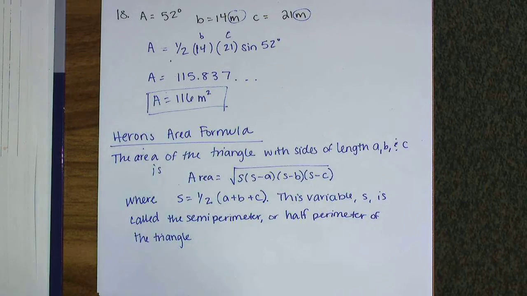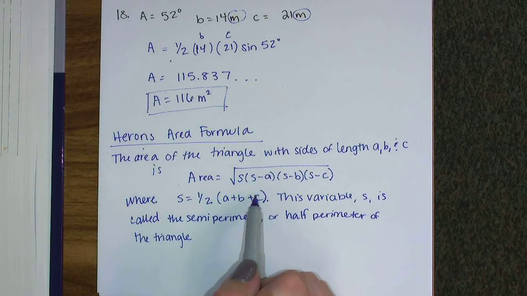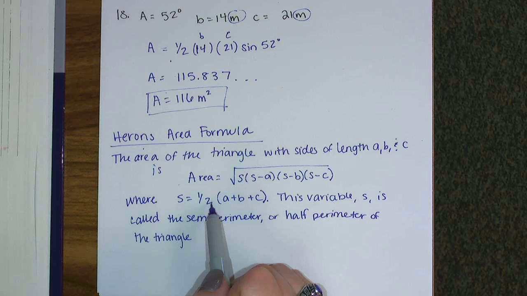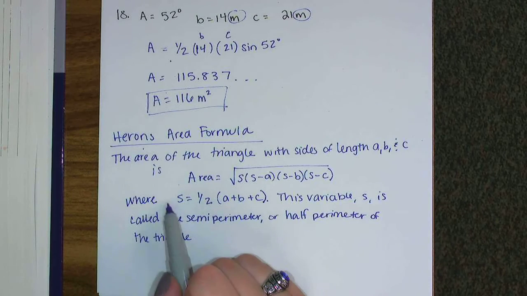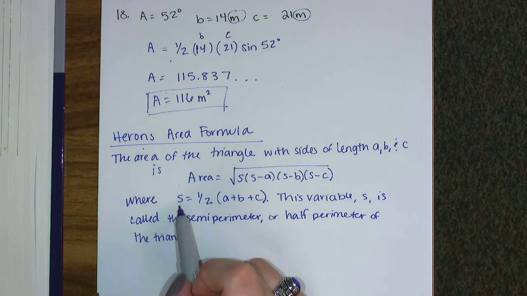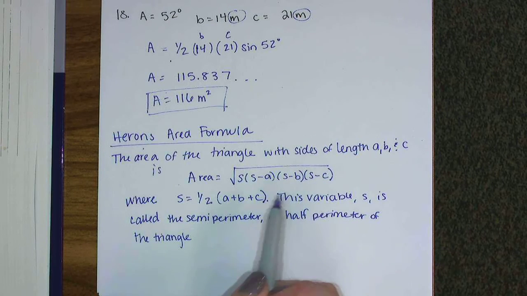So, whenever you're solving area using this method, this is when it gives you all three side lengths, no angles. What you need to do is find S first. So you're going to take 1/2 of A plus B plus C, and that's going to give you S. And then you just plug S in, and then the other A, B, and C just as they go in the formula there.